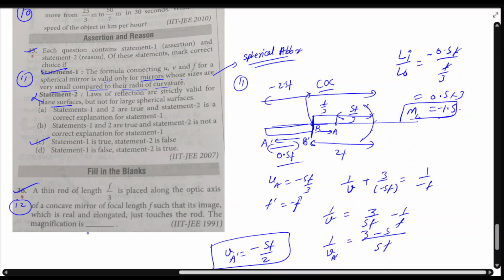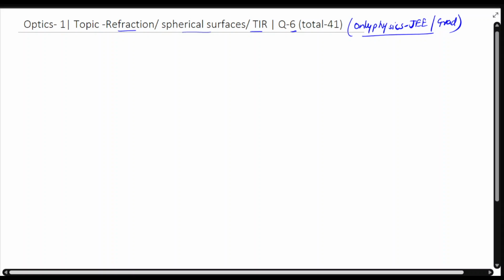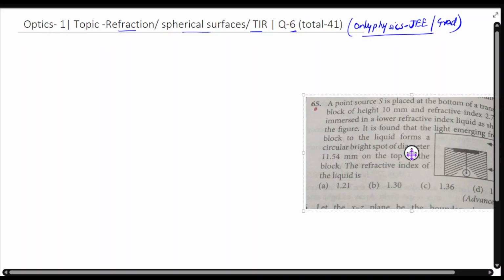So it is just asking magnification. So we will not write negative. We'll just put 1.5 in the answer. Okay. So these were our 12 questions. Let's move on to the last 6 questions of this video, right? So let's start with our first question.